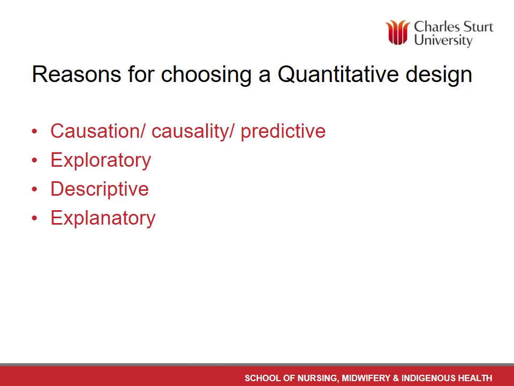So the reasons that you would choose a quantitative design are that you want to look for causation or causality, and you'll hear those words quite a bit, or you want to be able to predict something. You may want to do exploratory research, which is often done prior to doing a predictive piece of research. Sometimes you don't know enough about an area, so you do an exploratory piece of research. Descriptive is where you go out and describe. And explanatory is to explain why something has happened.